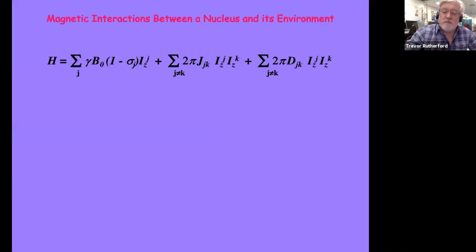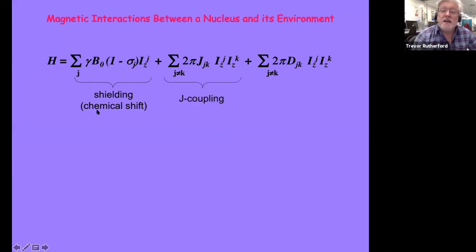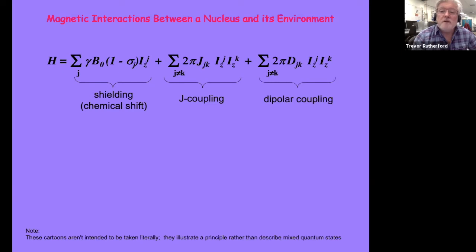So this is describing the energy of the spin system, and it actually breaks down into the summation of 3 terms. There's a shielding part that is determining what we call the chemical shift. There is a J coupling part, and there is a dipolar coupling part. And the NMR spectrum is a summation of the interaction of these 3 components. So what we'll do is look very briefly at the 3 components that we've got.